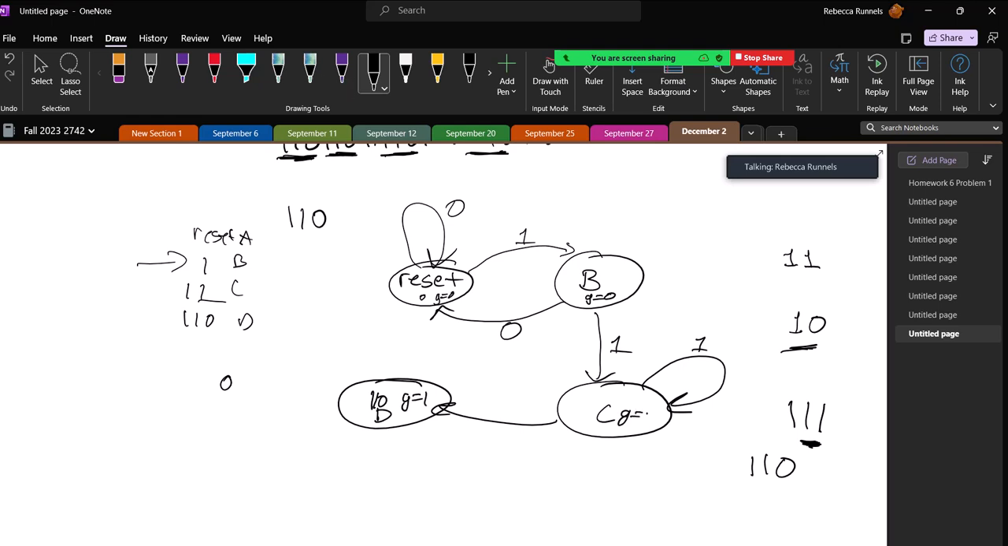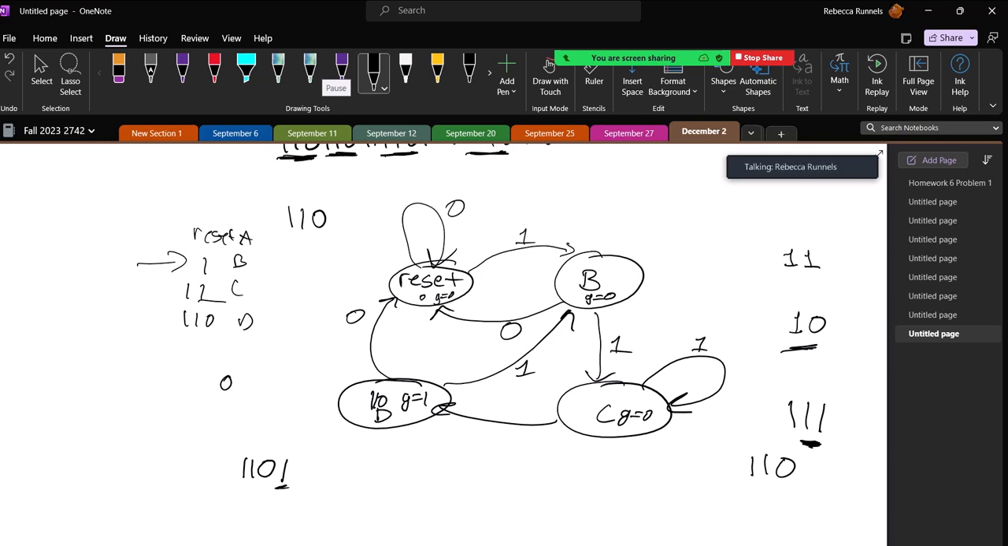This one I had my output of 0. Now if I'm in state 1, 1, 0, and I get a 1, that brings me back to state B, because all I have is a single 1. If I get a 0, I go back to my reset state.